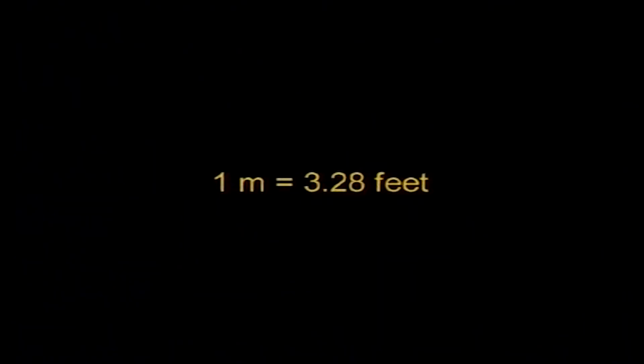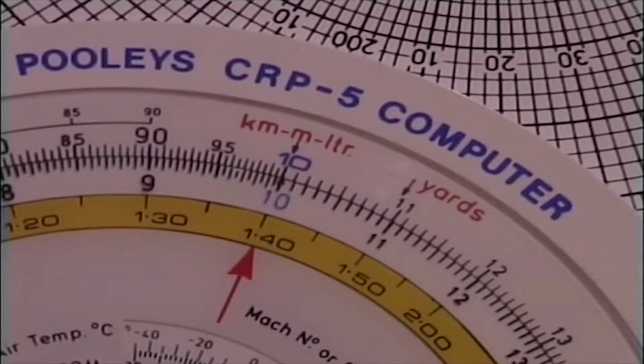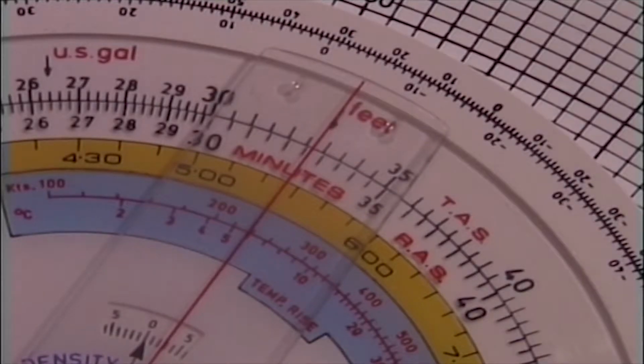Although we recommend that you remember your basic conversions, there are some very nice reminders on the CRP-5. Do try and remember that there are 3.28 feet in 1 metre. However, if you cannot remember, line up the 10 on the inner scale, also shown by the red arrow, with the 10 on the outer scale, and notice kilometres, metres, litres is written in red above it. With the cursor positioned on feet in red on the outer scale, you can read 3.28 on the inner scale.